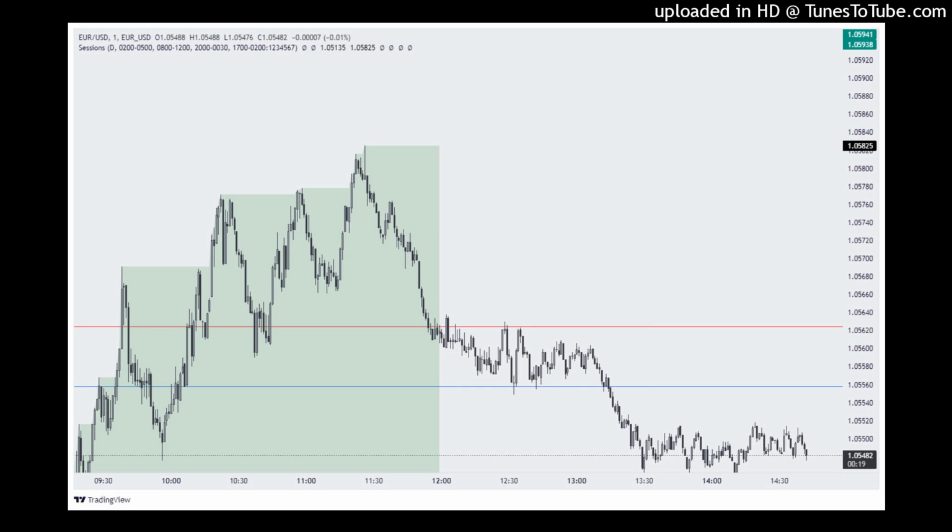The context is also that it reached a higher time frame PD array on the daily. Which one was that? Was that about EU? EU right there.